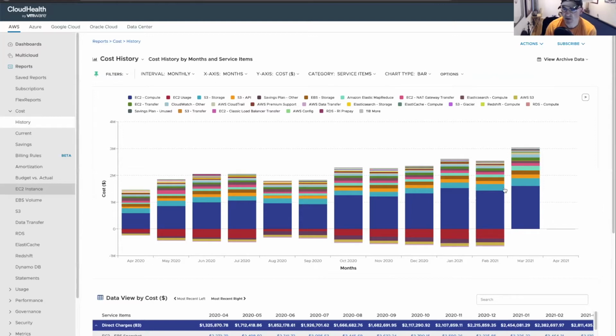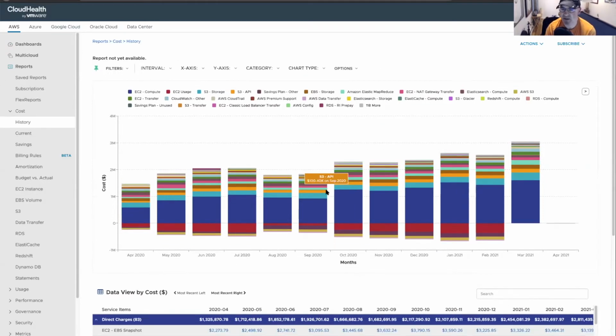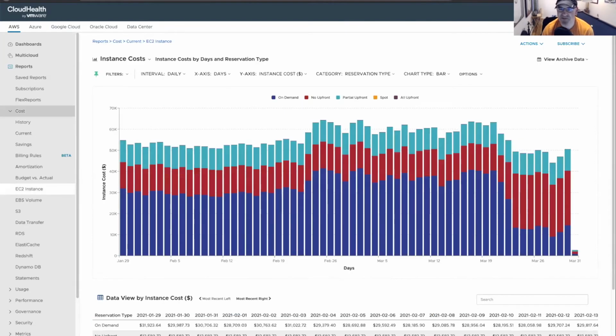So first of all, we're categorized by various different service items right now from AWS. We can go and look at where our costs are by account. So cost by account, it's going to update real quickly here. It's going to make a fool of me. Maybe it won't. I'll move on to the next report and see what we can find here.